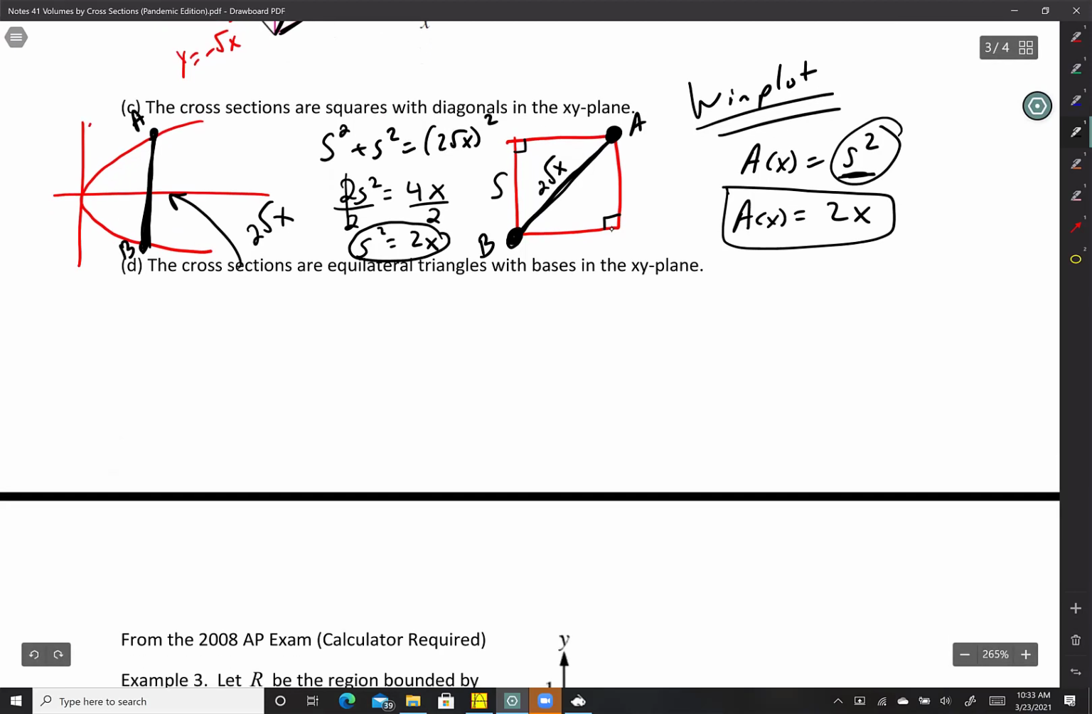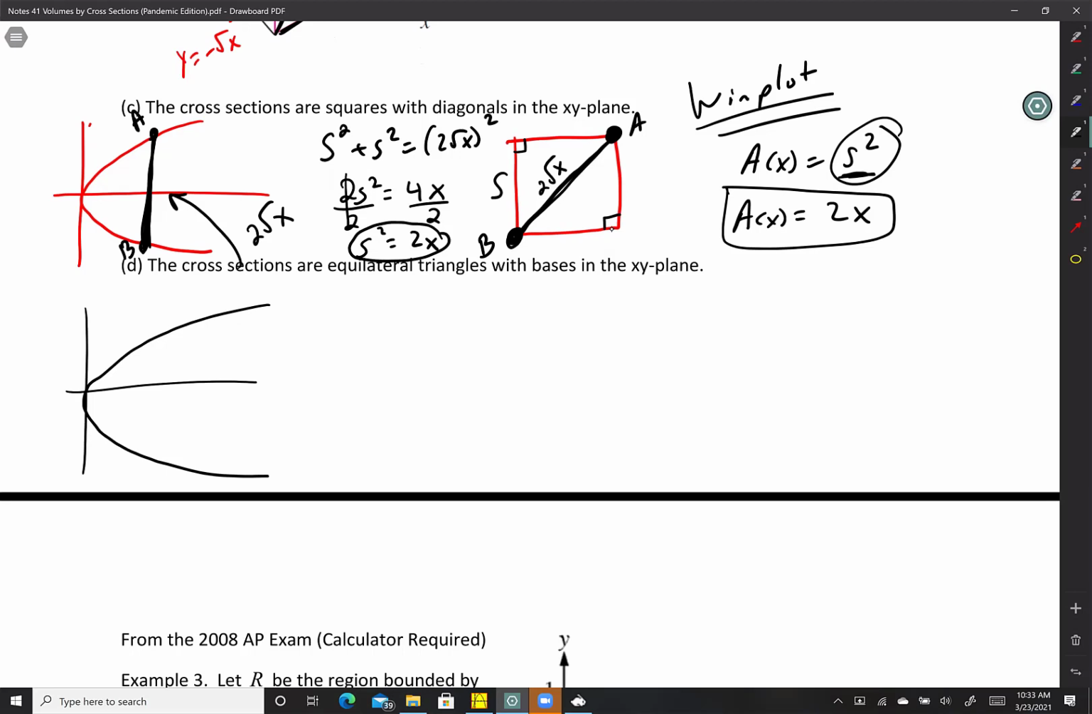Letter D, the cross sections are equilateral triangles with bases in the XY plane. All right, here's how I do it. Again, I just draw in two-dimensional because I'm not good at three-dimensional. We will do 3D eventually, guys, just not right now. So there's my 2D model, and here is my cross section. So bam, that cross section is this.